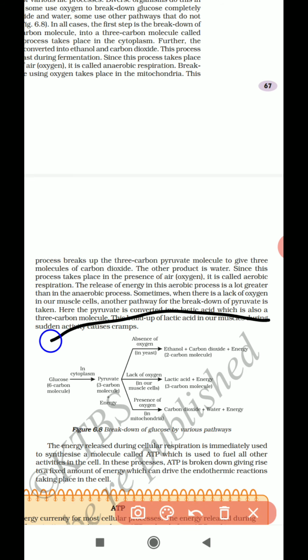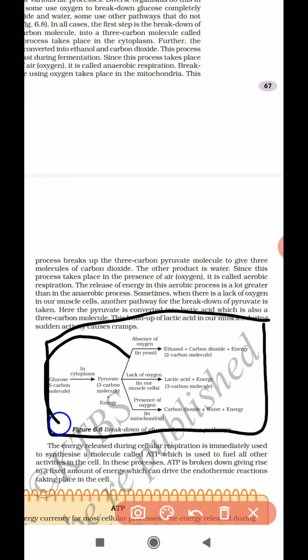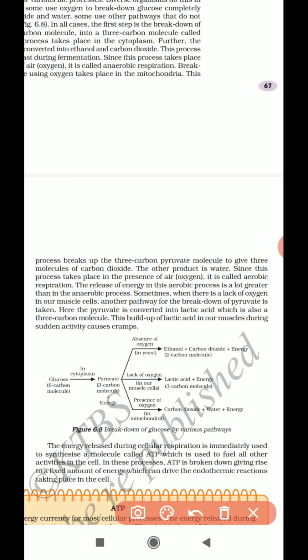So we have a flow chart here. This flow chart represents the breakdown of glucose by various pathways. As I said, glucose converting into pyruvate doesn't require oxygen, so it gets converted into pyruvate in the cytoplasm, and it depends upon 3 conditions. One is in yeast. In yeast, meaning in the absence of oxygen, it can be converted into ethanol, carbon dioxide and energy. Ethanol contains only 2 carbon atoms in it, and pyruvate will be converted into carbon dioxide, water and energy in the presence of oxygen, especially in the mitochondria of a human cell.